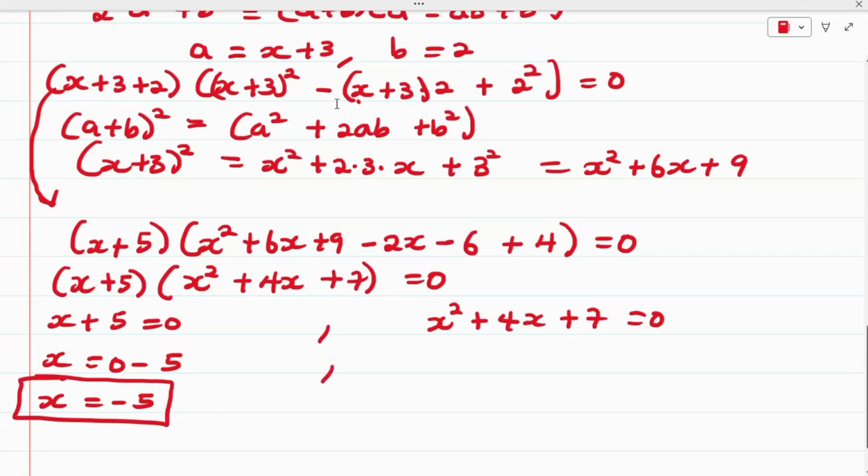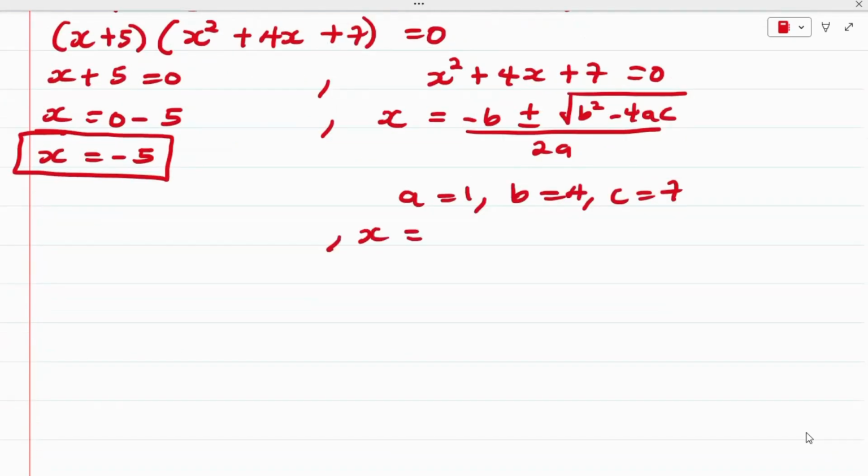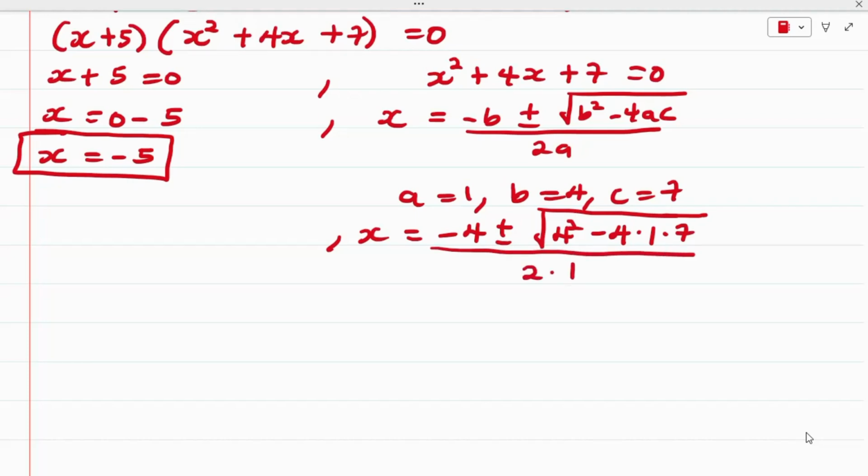Now for this part, we want to simply apply the quadratic formula. So we have x = (−b ± √(b² − 4ac)) / 2a, where a = 1, b = 4 and c = 7. So from here we have x = (−4 ± √(4² − 4 × 1 × 7)) / (2 × 1). We have x = (−4 ± √(16 − 28)) / 2.